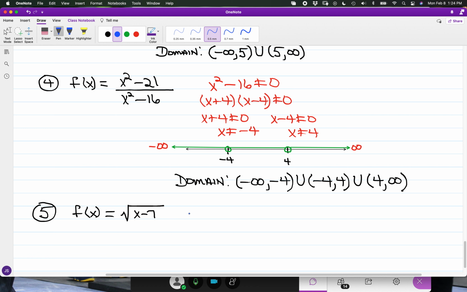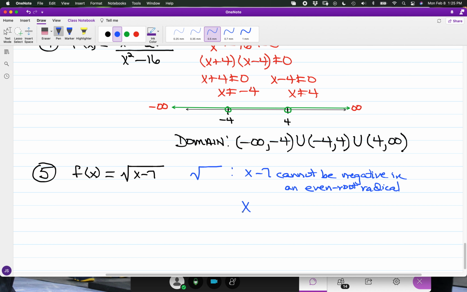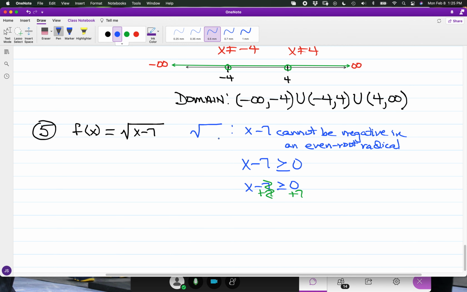Now for the square root of x minus 7, you can have the square root of 0 and the square root of a positive. So in the setup, if I put x minus 7 in inequality terms, it can be greater than or equal to 0. And so for isolating x, upon adding 7 to both sides, we're going to have the defining inequality where x is greater than or equal to 7.